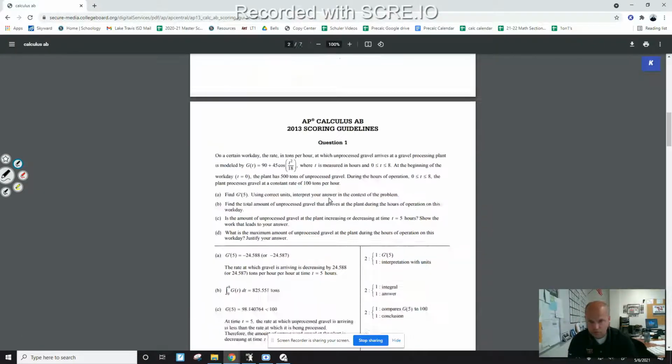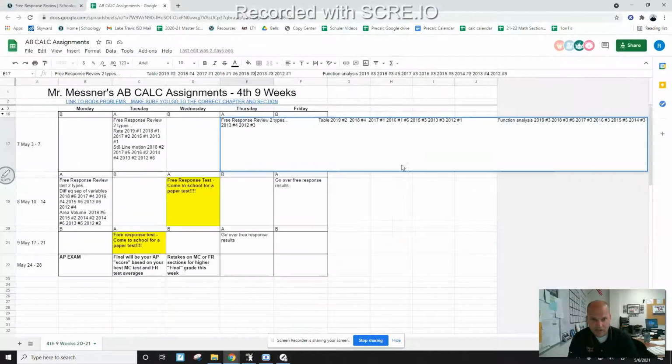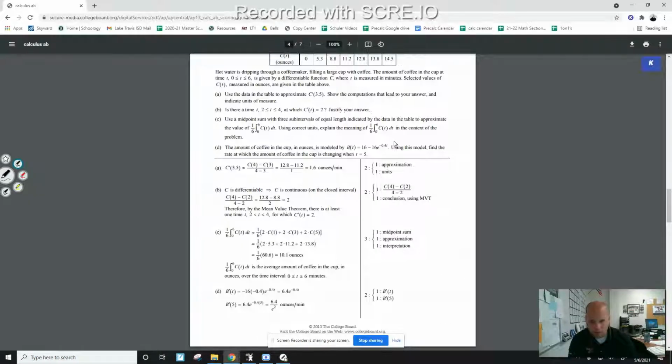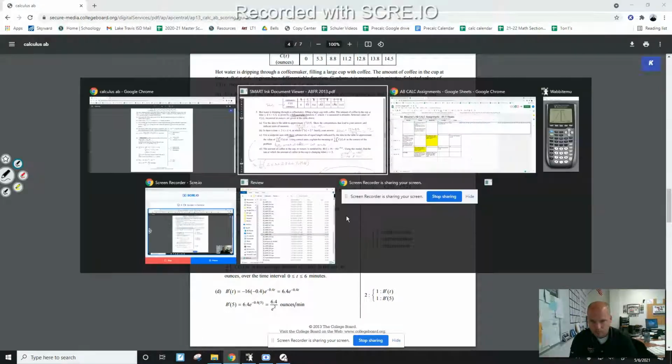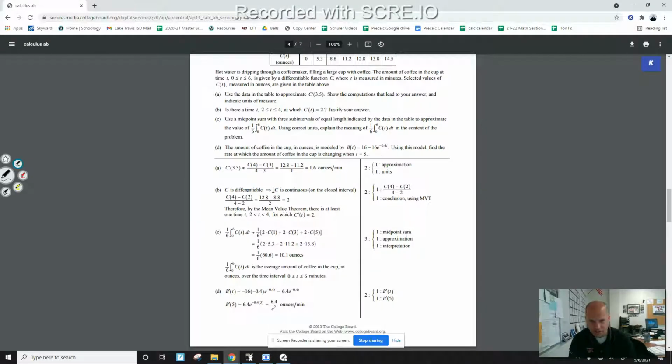This is question number 3. 1.6 ounces per minute. 2 points. Boom. Found the slope. Used mean value theorem, talking about the function being differentiable. Okay. I don't want to know why they say it's differentiable, therefore it's continuous. Just say differentiable. If it's differentiable, that implies continuity. You don't have to say it's differentiable and continuous. Differentiable means it's continuous.